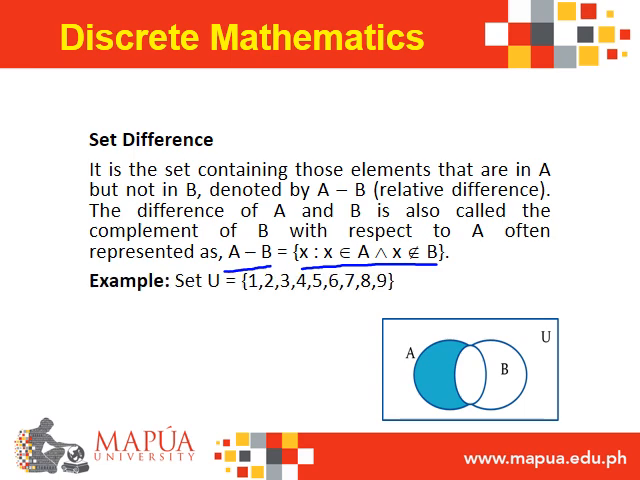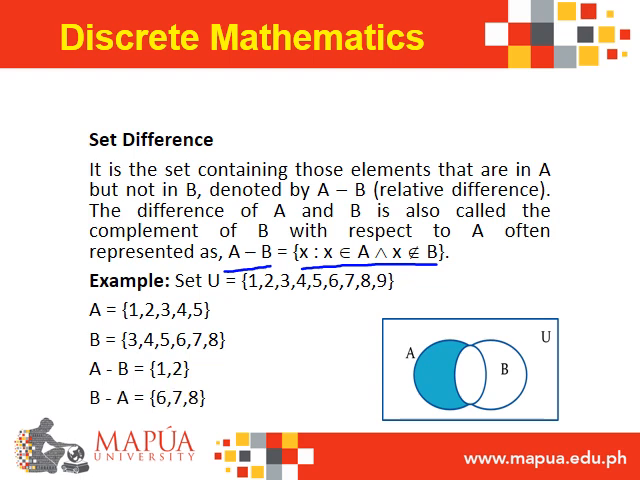In our given discrete example, whereby set U contains values 1 to 9, set A containing values 1 to 5, and set B containing values 3 to 8, A minus B would comprise of only elements 1 and 2. But if we do it the other way around, B minus A would only contain values 6, 7, and 8.